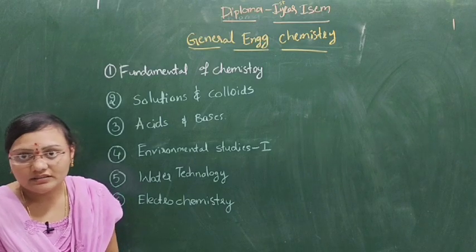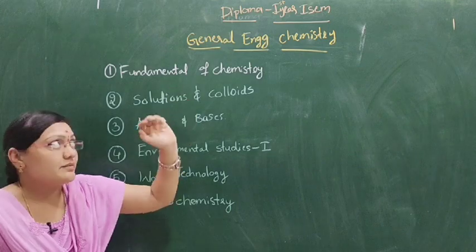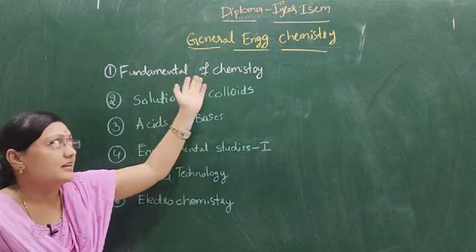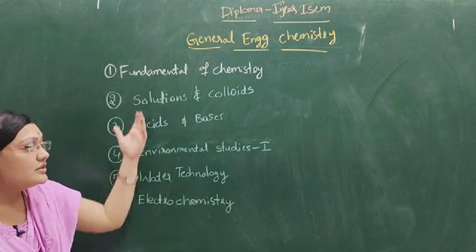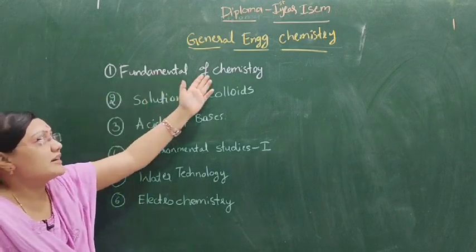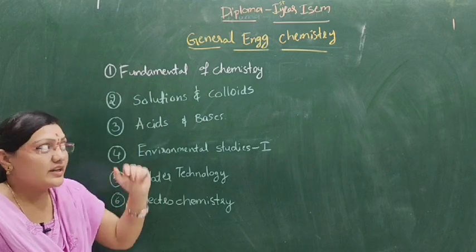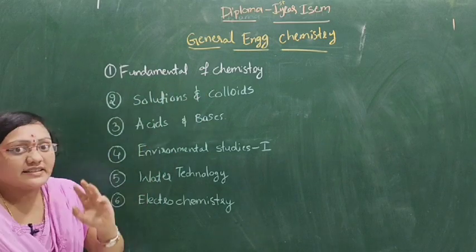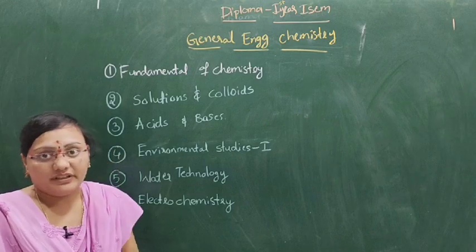Welcome to WITS Connect. General Engineering Chemistry, Diploma first year, first sem. We have 6 units. First unit is Fundamentals of Chemistry. This Fundamentals of Chemistry again has 3 chapters.